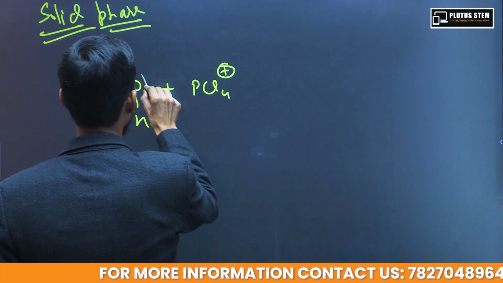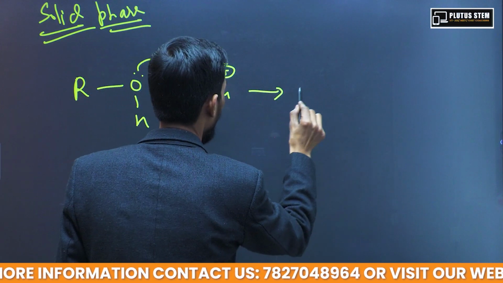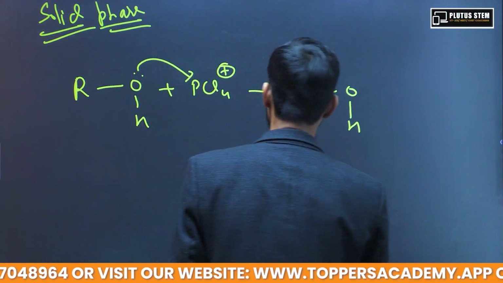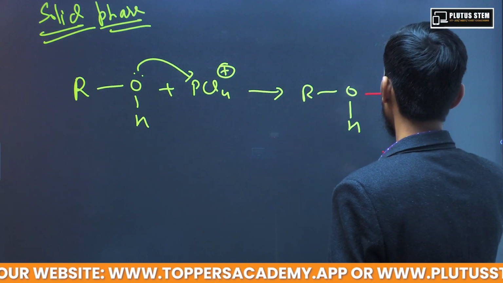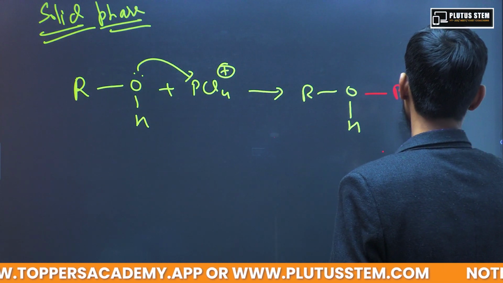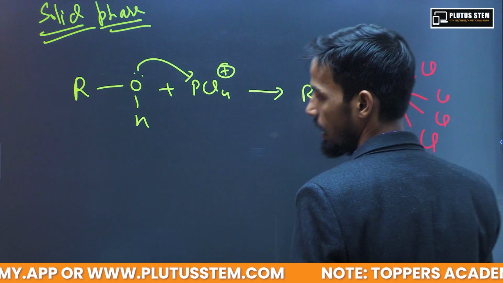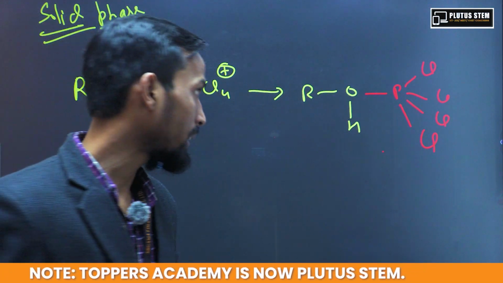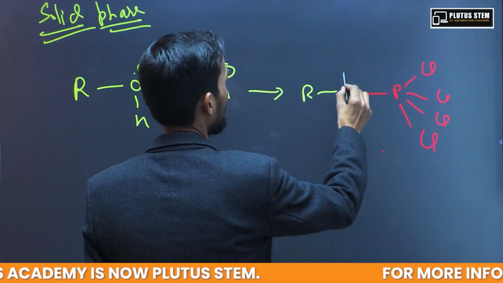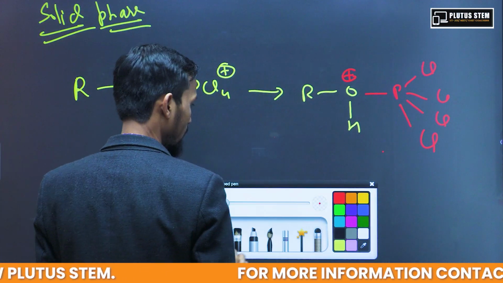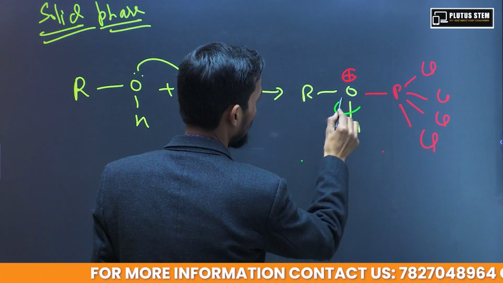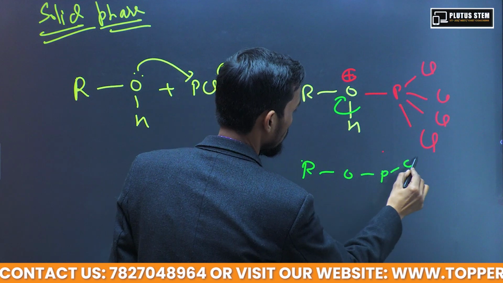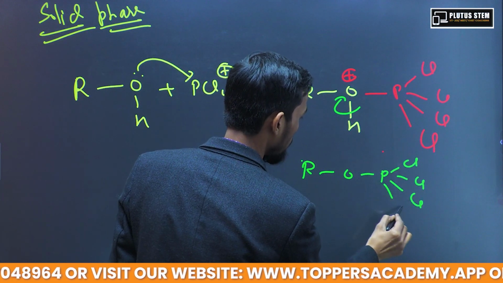So what it will do, this OH will attack at this phosphorus, and it will get a bond like ROH and PCl, Cl, Cl, and Cl. All the four Cl will remain over here only, and what will happen now, this OH will have a positive charge, and this positive charge will be stabilized like this, and we will have ROPCl4.